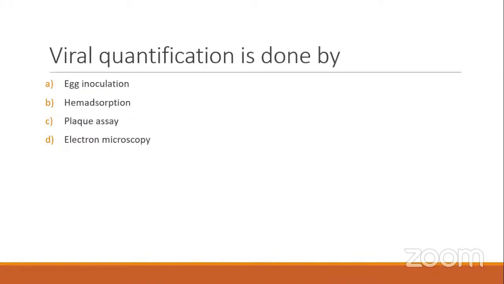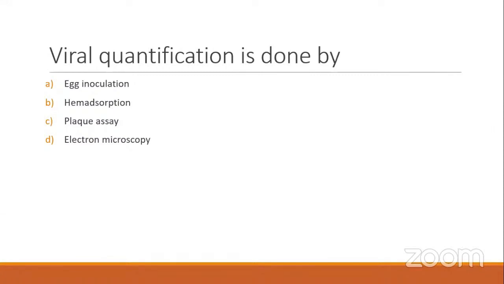Now coming to the next question: viral quantification is done by which of the following methods? Egg inoculation, hemadsorption, plaque assay, and electron microscope. Anyone? It's actually plaque assay, not egg inoculation. Egg inoculation is a procedure which I will come to in the upcoming slides, where I will show a diagram of what is happening in an egg inoculation and what it is used for. So it cannot be used for viral quantification.